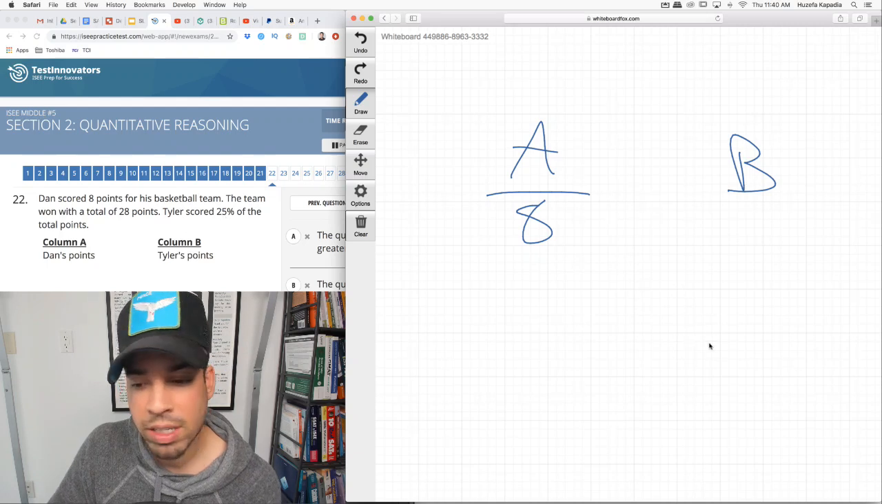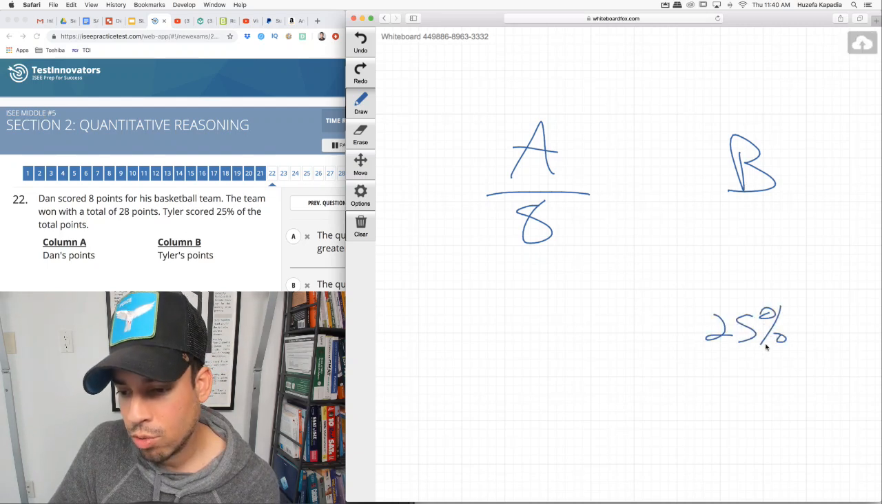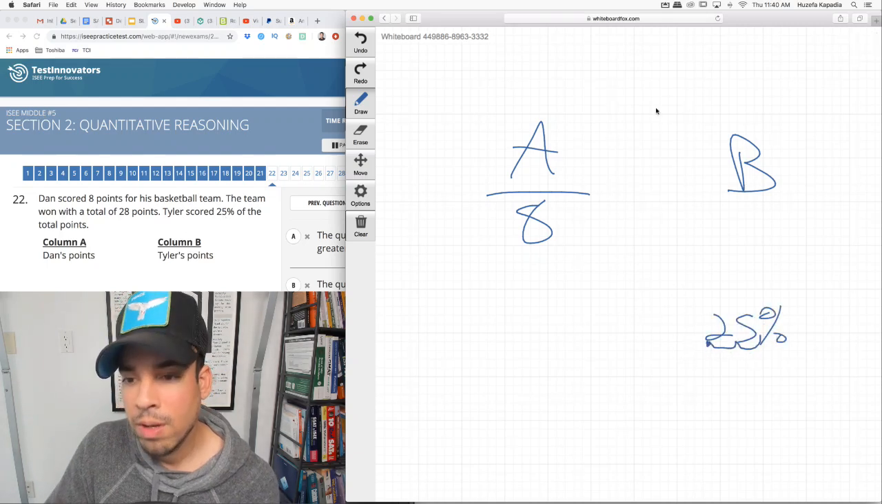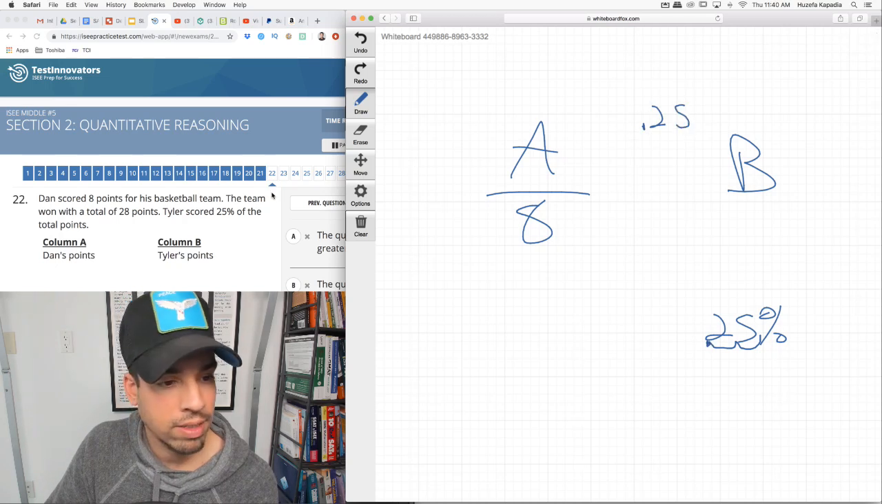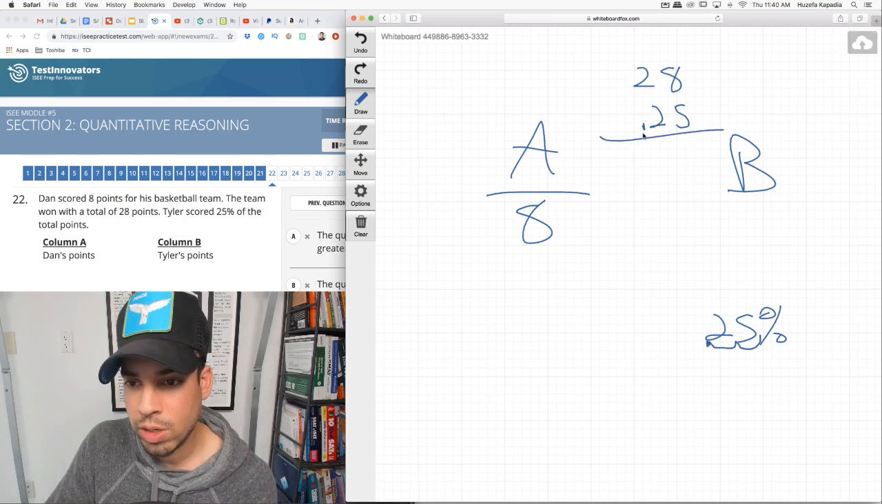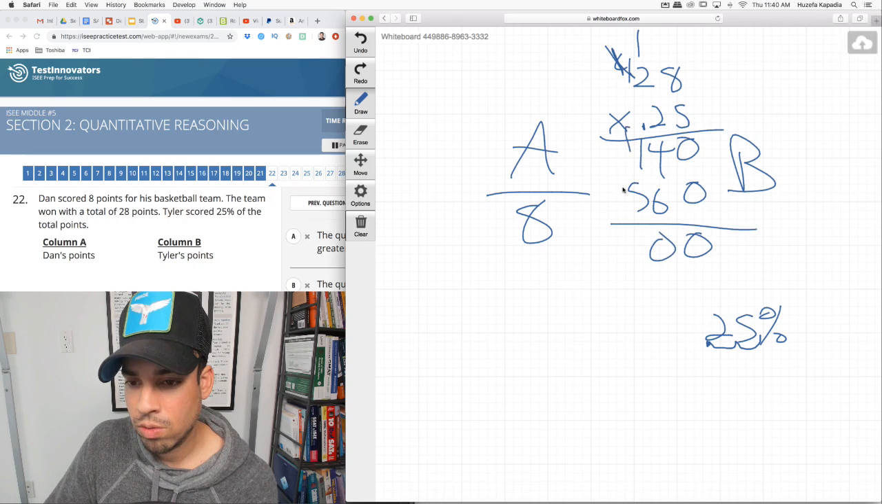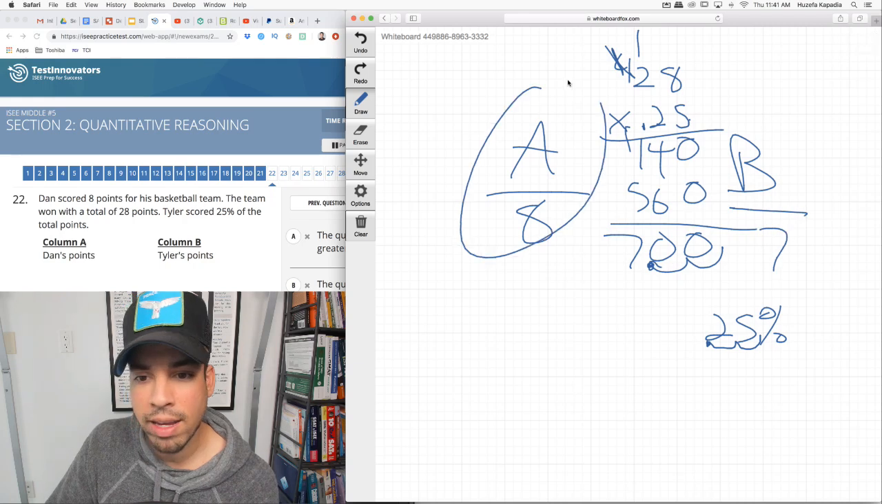Turn 25% into its decimal equivalent. This is how you do it. You just move the decimal over once, twice. So it's 0.25 times the total, which is 28. 5 times 8 is 40, carry the 4, 5 times 2 is 10, 14, then 2 times 8 is 16, carry the 1, 4, 5, 0, and 7. 2 numbers to the right of the decimal, so we move 1, 2. And B is 7, so A is bigger.